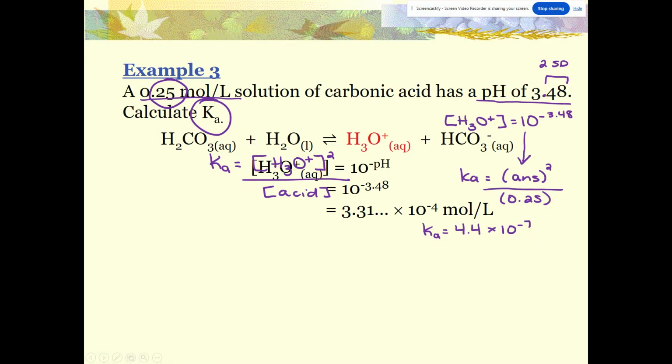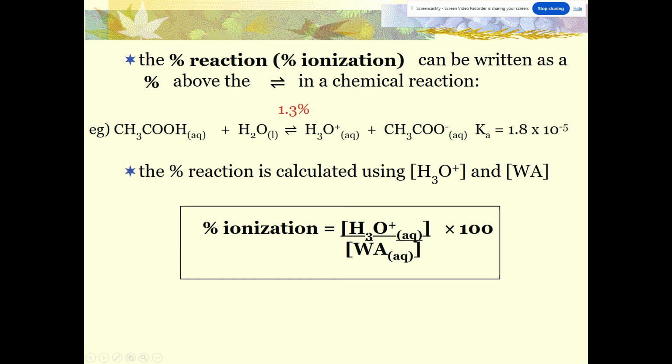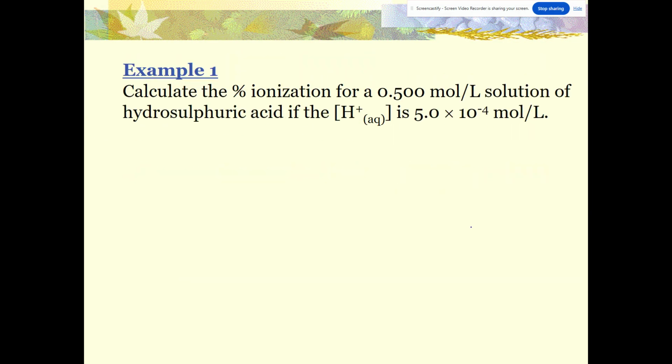Now, there's also one other formula that we're going to look at in this video, and that is calculating percent ionization or percent reaction. So in order to find that, the formula is the concentration of hydronium ion divided by the concentration of the weak acid times 100. Because if it was a strong acid, this would be 100%. Okay? So for weak acids is usually when we're calculating it. So it's how much hydronium ion concentration there is compared to the weak acid, and then timesing by 100 to get a percentage.